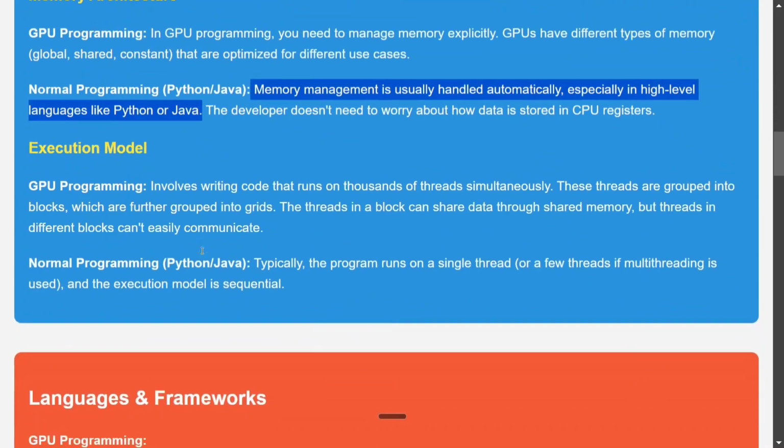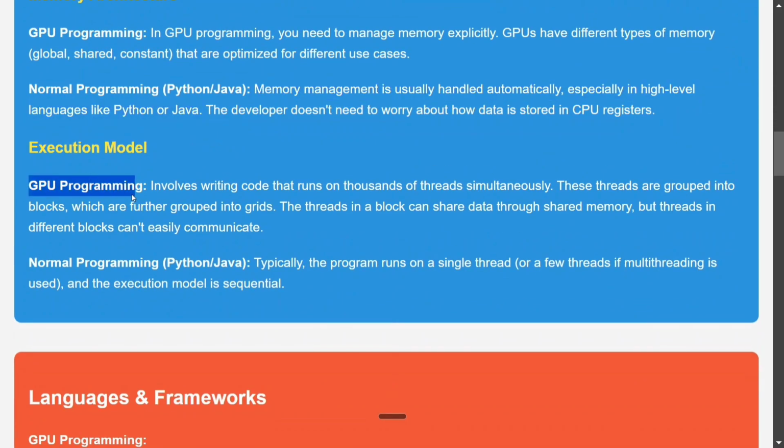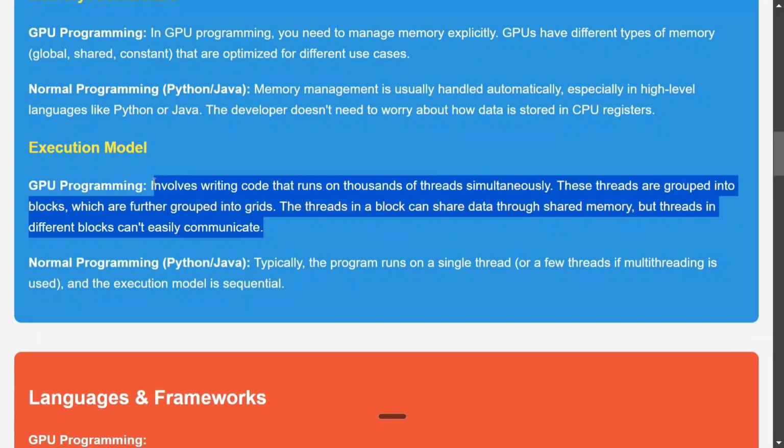Execution model. GPU programming involves writing code that runs on thousands of threads simultaneously. We already understood this. These threads are grouped into blocks, which are further grouped into grids. The threads in a block can share data through shared memory, but threads in different blocks can't easily communicate. I'll be talking about everything. So this is how GPU programming executes. While in normal programming, be it Python or Java, typically the program runs on a single thread.